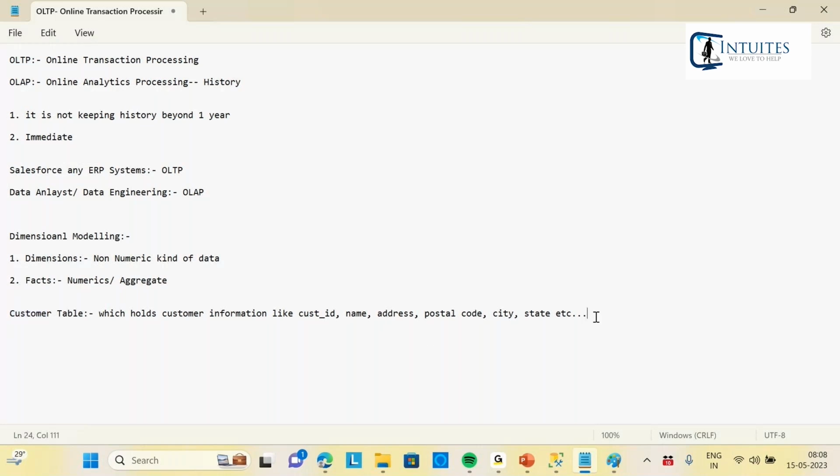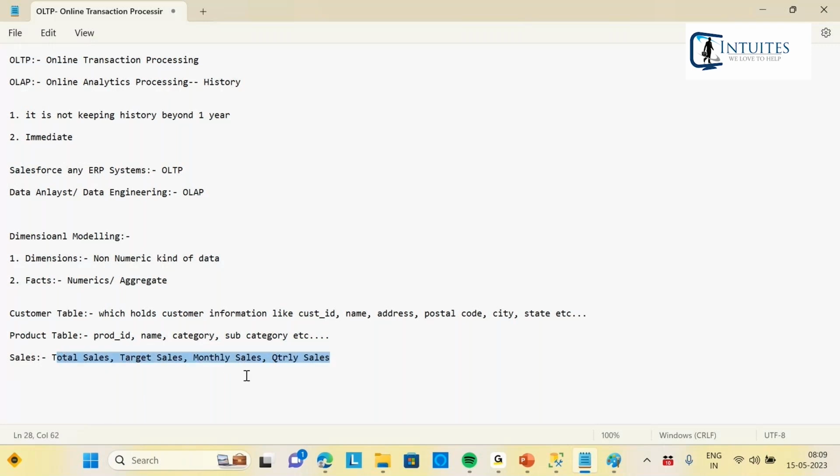Another example, let's take the product. Same, it will hold information like your product ID, name, which category it belongs to, what kind of product this is, what the subcategory is, etc. So this also qualifies as a dimension. Whereas when I'm talking about my sales, here I have the total sales, a target sales, then a monthly sales, then a quarterly sales. They are different. Now these are all numeric data, the numbers. So this qualifies as a fact.